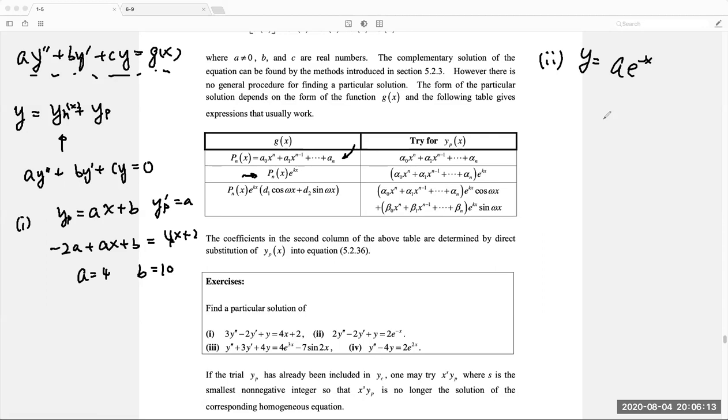0.4. So it should be like 2A plus 2A plus A equal to 2, okay? That is 0.4, okay? So, and then let's have a look at part 3.